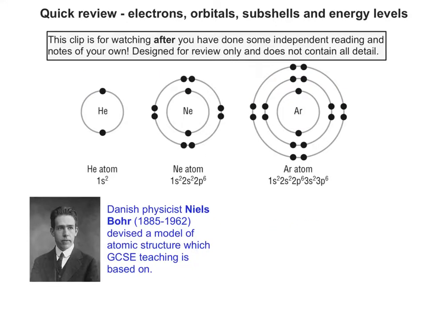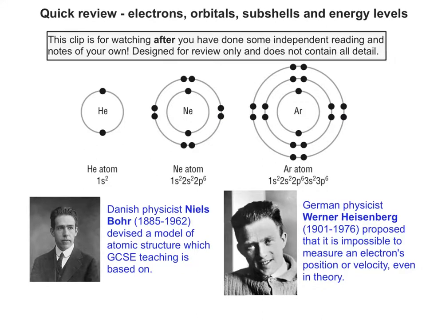Going back to GCSE, the Danish physicist Niels Bohr, around 1929, came up with a model of atomic structure that we still use today when we're teaching how the atom is put together at GCSE. However, a little later, German physicist Werner Heisenberg proposed that it's impossible to measure an electron's position or velocity even in theory. This later became known as the Heisenberg uncertainty principle.